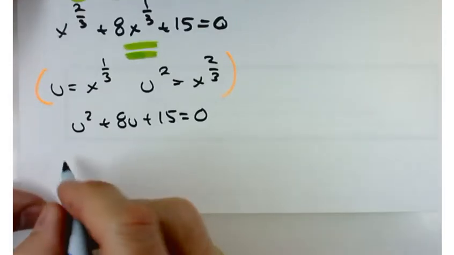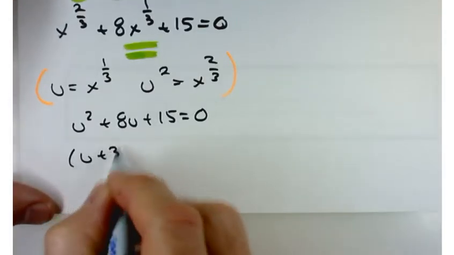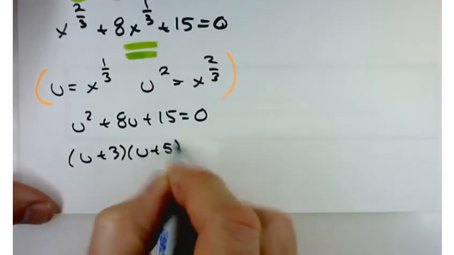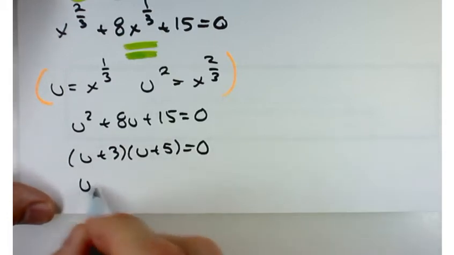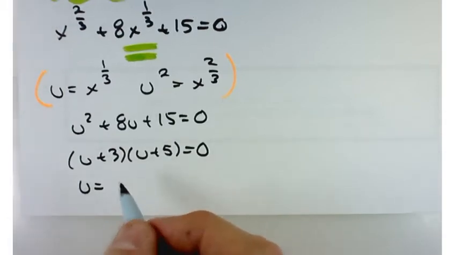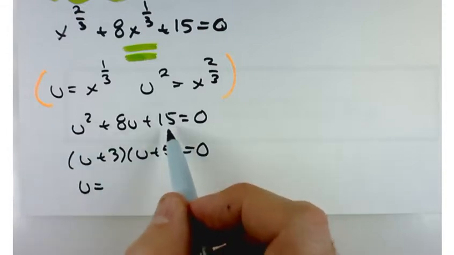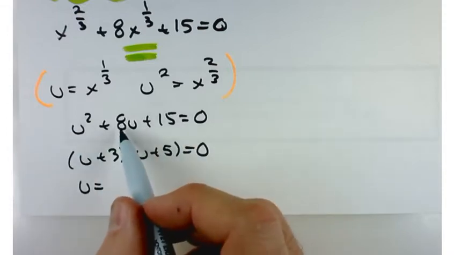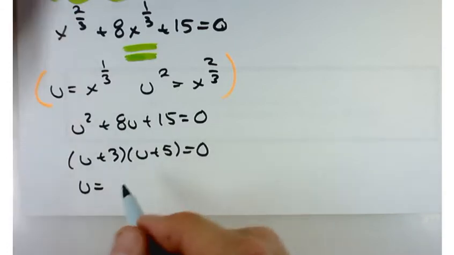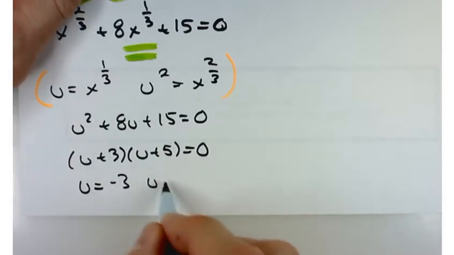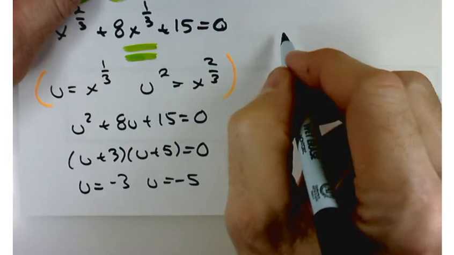And this factors as u plus 3 times u plus 5. Did you do guess and check? Well, because the leading coefficient here is 1, I just look for two numbers that multiply to 15 and add to 8. So I get two solutions: u equals -3 and -5.